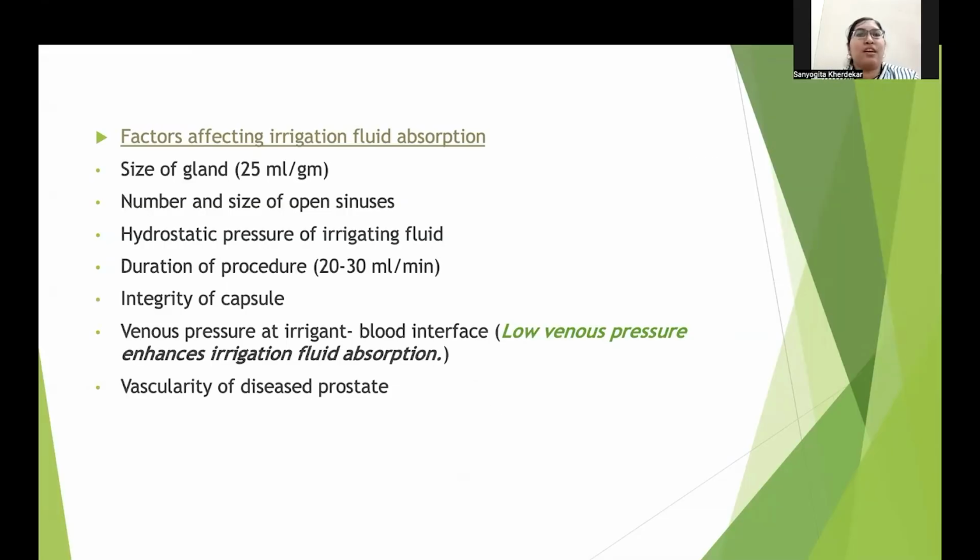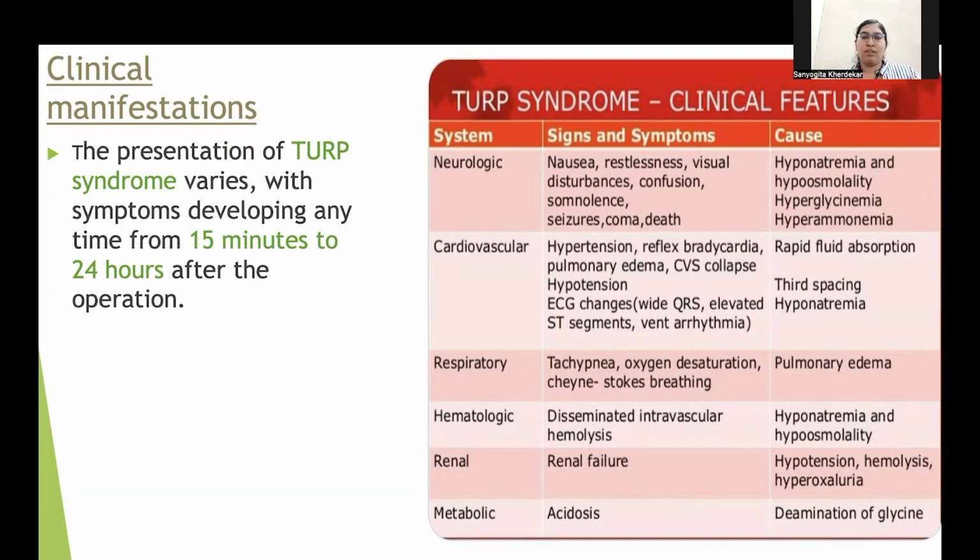Factors affecting irrigation fluid absorption: the larger the size of the gland, the more fluid is absorbed, about 25 ml per gram. Number and size of open sinuses, hydrostatic pressure of the irrigating fluid, duration of the procedure, and integrity of the capsule. If the capsule is broken, more fluid is absorbed. Venous pressure at the irrigant-blood interface, and vascularity of the diseased prostate. This is a table showing you the clinical features of TURP syndrome.